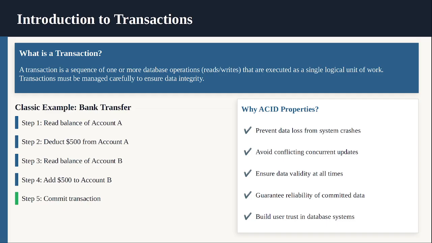If any step fails, the entire transaction should be cancelled. This is where ACID properties become important. They help prevent data loss, avoid conflicts between multiple users, and ensure data remain valid. So ACID properties are essential for maintaining trust and accuracy in database systems. Next slide, please.